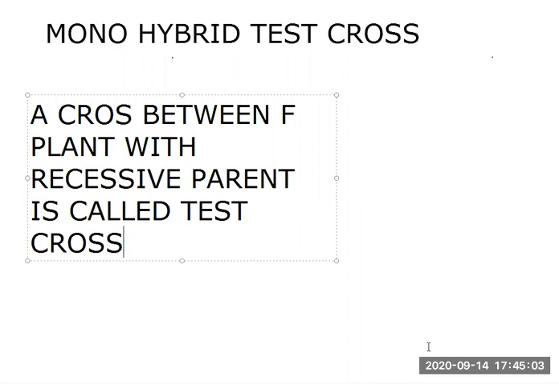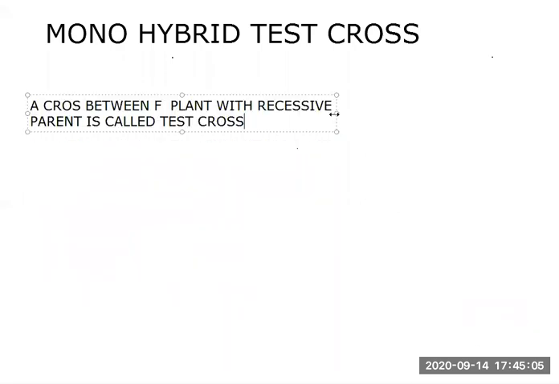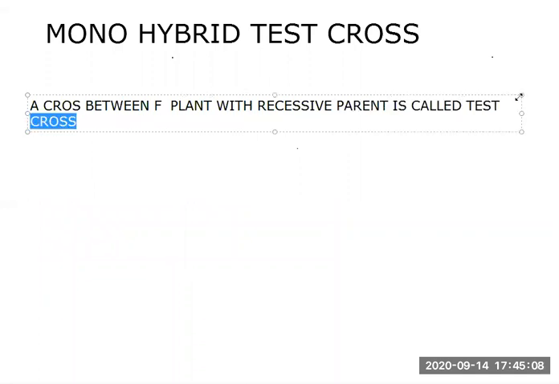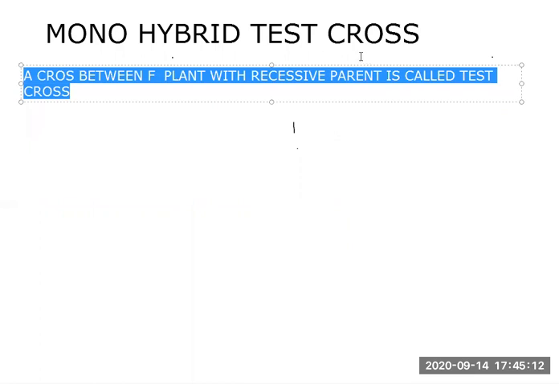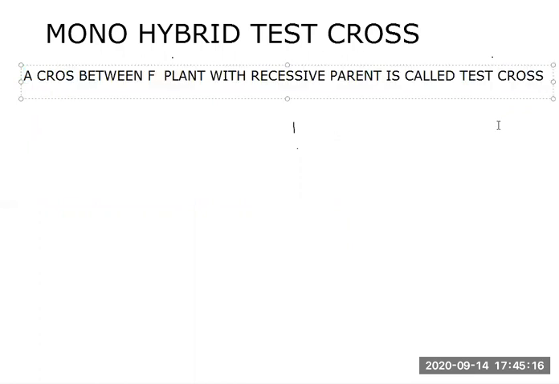Okay. So test cross, test is there in the name. We are doing a test. What test are we doing? That we need to know first of all. That means we need to remember the Mendel monohybrid cross, whatever we did. Let me write F1 here: F1 plant with a recessive parent is called test cross.